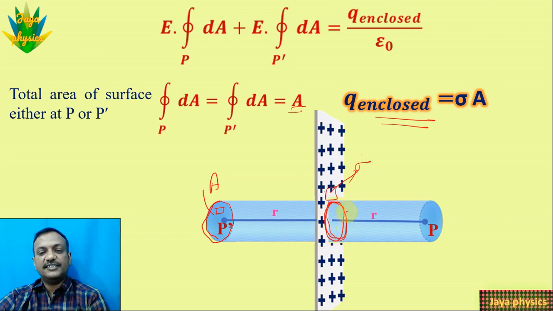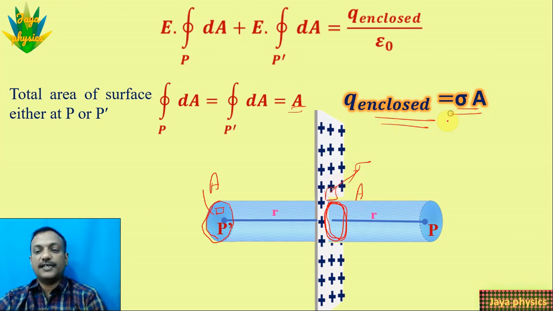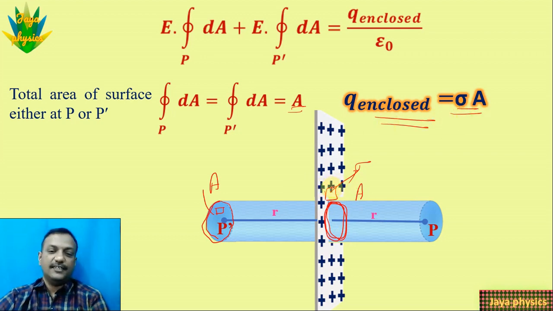What is the total area? Area evlo, capital A. Appa what will be the charge? Inga motham evlo charge enclose aayirukna, sigma into A. Is it clear? So sigma is the charge present per unit area, A is the total area. So the charge present in this total area, motta area evlo charge irukna, sigma into A.